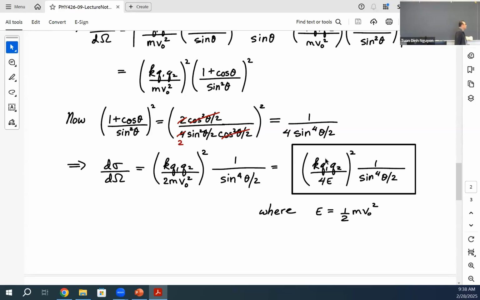It goes as 1 over the energy squared and 1 over sine to the 4th of the scattering angle divided by 2. Now, rarely do you have anything to do with going to the 4th power. First of all, the 1 over the energy squared, that's kind of easy to understand. You saw in the demo that the faster the ball went, the less deflection. That means less interaction time, less chance for it to be pushed. If it goes slower, then more chances, you get more scattering. Now, what is this sine to the fourth of theta over 2? What does that look like?